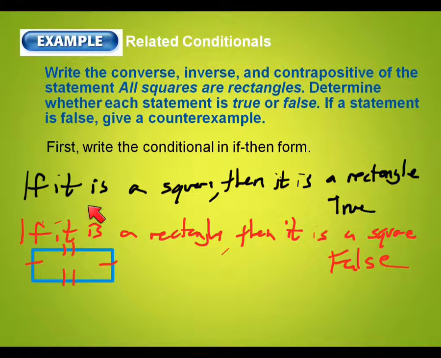There's my counterexample. A square is a rectangle because all four sides are the same, therefore opposite sides have to be the same. Why isn't a rectangle a square? Because all four sides aren't the same, right? They have four right angles, they have that in common. But a square is a rectangle. Right. A square is a rectangle, but a rectangle is not a square.